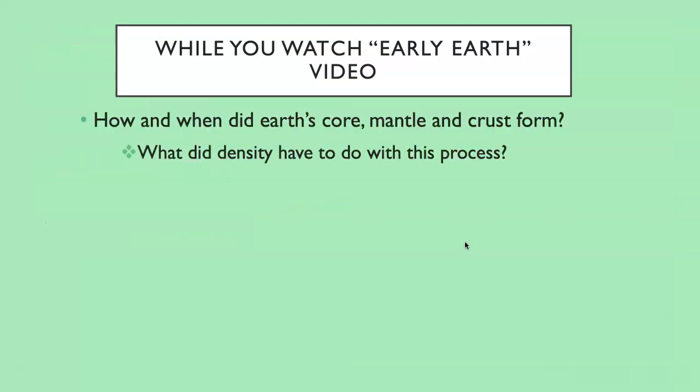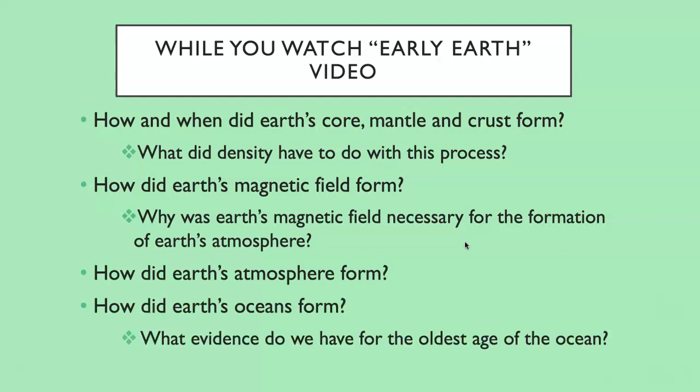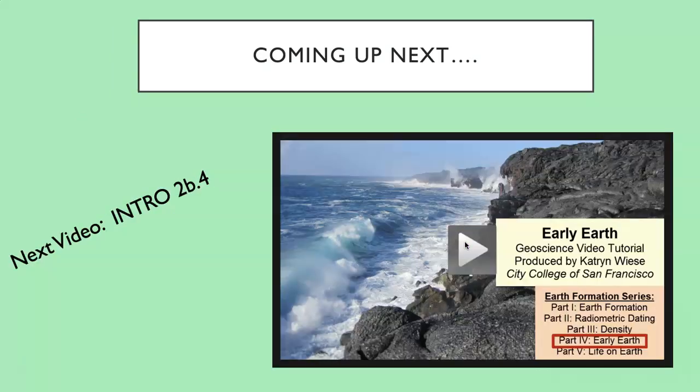The next video you're going to watch is early Earth, and here are some things I'd like you to think about while you watch that one. How and when did Earth's core, mantle, and crust form? What did density have to do with this process? How did Earth's magnetic field form? And why was Earth's magnetic field necessary for the formation of Earth's atmosphere? How did Earth's atmosphere form? How did Earth's oceans form? And what evidence do we have for the oldest age of the ocean? So this is your next video.